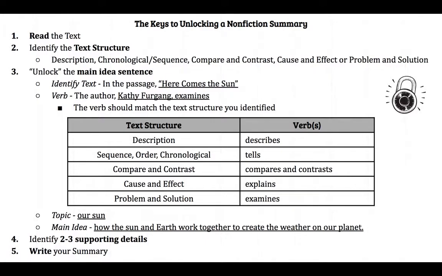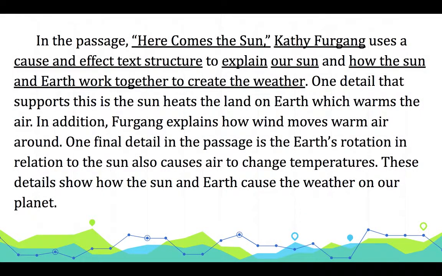Let's take a look at this summary I wrote. In the passage, "Here Comes the Sun," Kathy Furgang uses a cause and effect text structure to explain our sun and how the sun and earth work together to create the weather. One detail that supports this is the sun heats the land on earth, which warms the air. In addition, Furgang explains how wind moves warm air around. One final detail in the passage is the earth's rotation in relation to the sun also causes air to change temperatures. These details show how the sun and earth cause the weather on our planet.